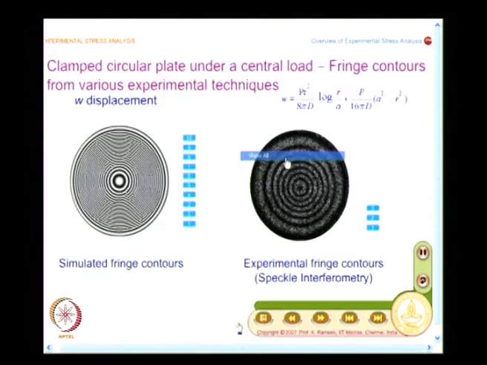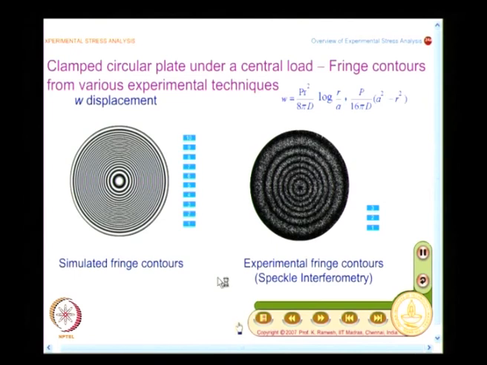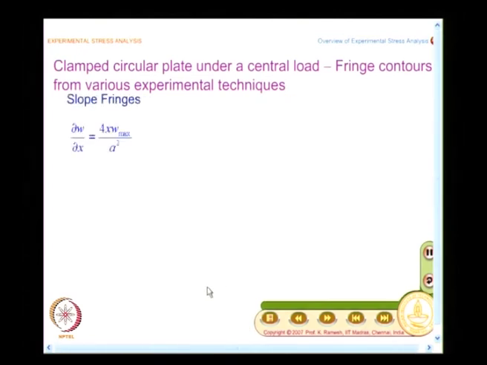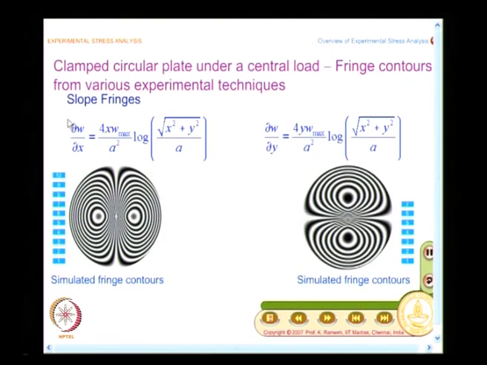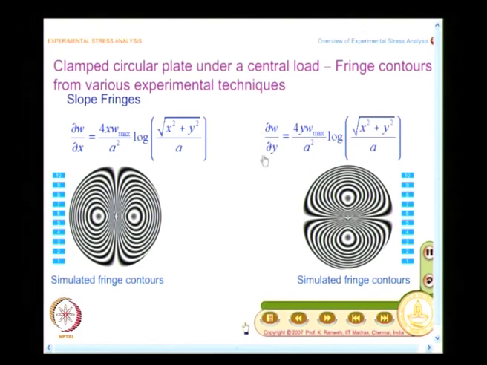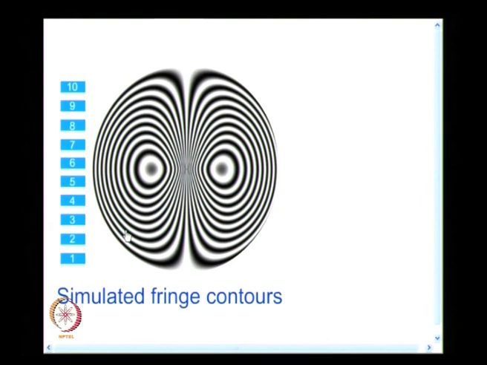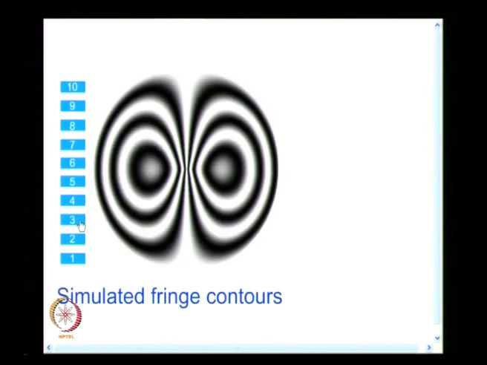Suppose I want to see how the slope pattern looks. Slope fringes are like this. You have the expression here, the slope in the direction x and the slope in the direction y, and this is how the fringe patterns look as I increase the load. People also call these butterfly fringes. They look like the wings of a butterfly, and they call them butterfly fringes.